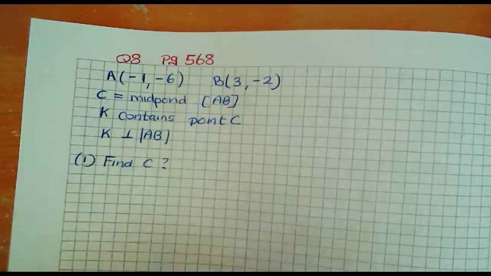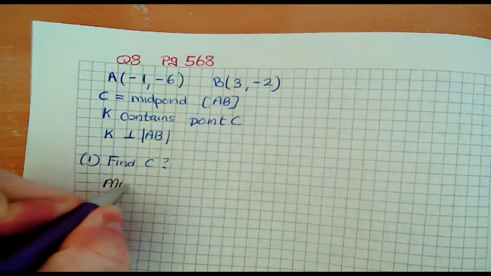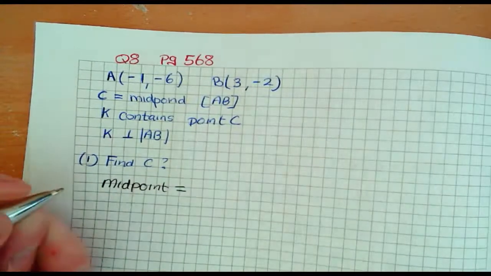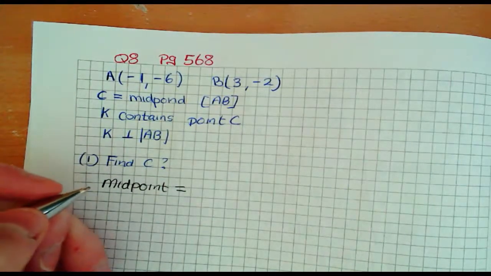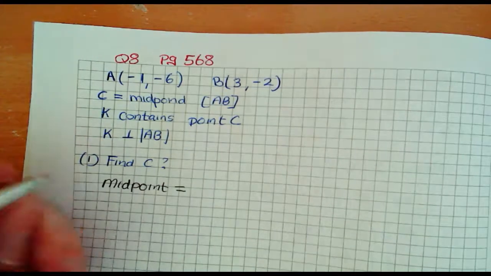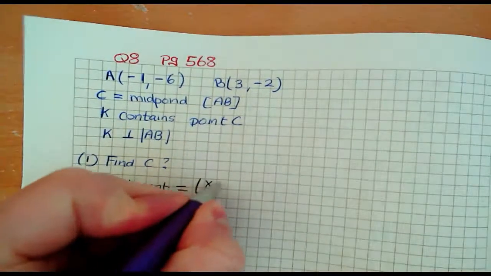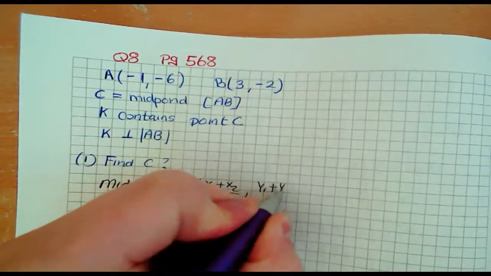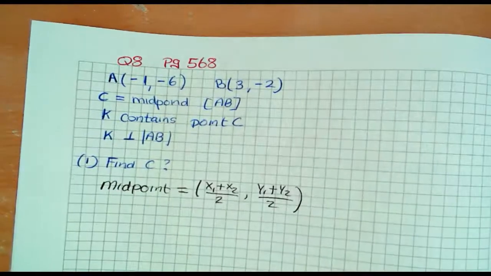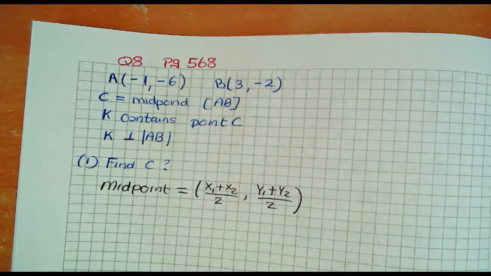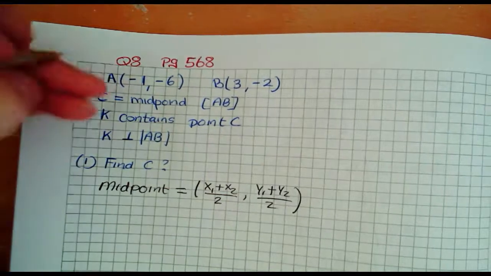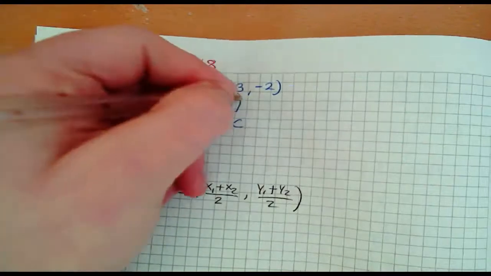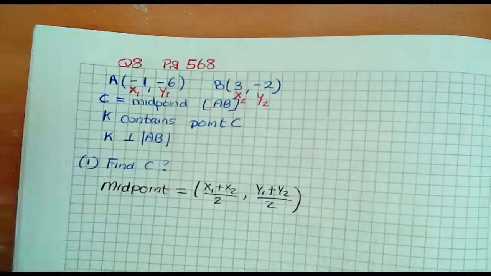So the midpoint formula is (x1 plus x2) all over 2, comma, (y1 plus y2) all over 2. So that is our formula. So subbing into the formula then, I'm going to label my points: x1, y1, x2, y2.